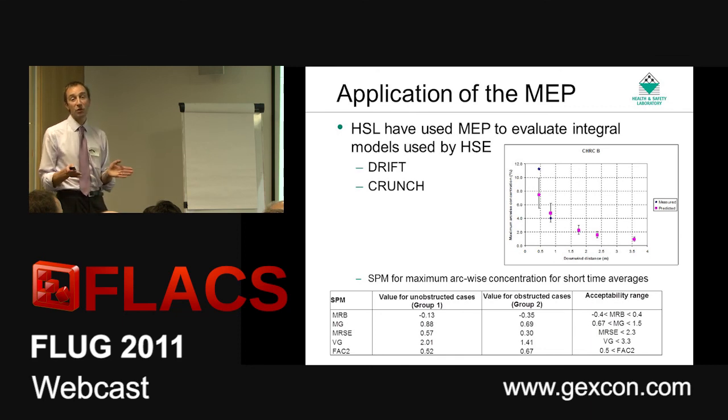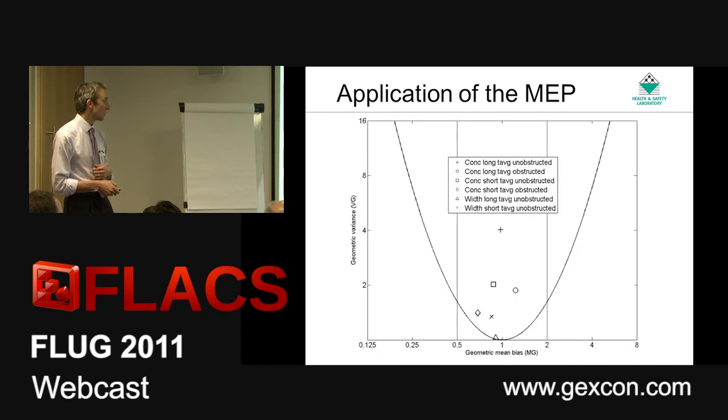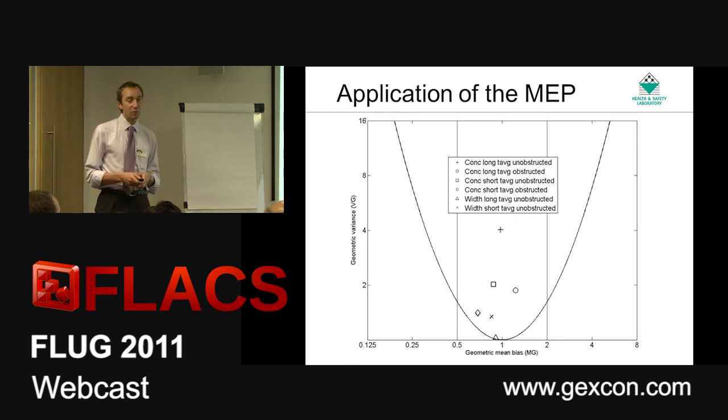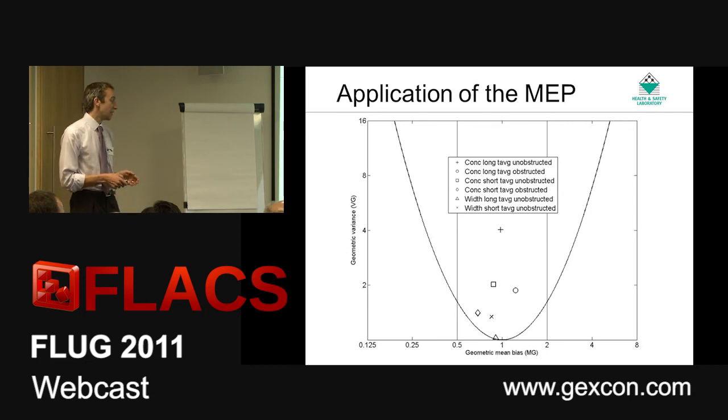So what you get when you run through this process is tables like this that demonstrate what values you get for these statistical performance measures, and you can compare them to the acceptable range. Another way of presenting all of this information is this graph, which, once you've got your head around it, tells you a huge amount of information. Basically, this compares the geometric mean bias along the bottom and geometric variance along the top. So the ideal result will be something down here with a geometric mean of 1 and a variance of 0.